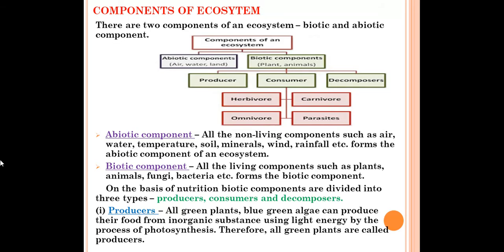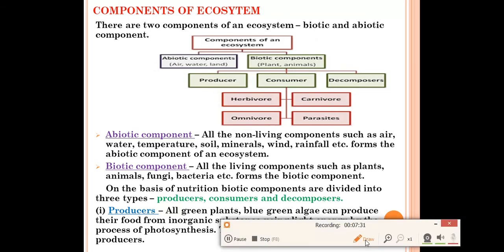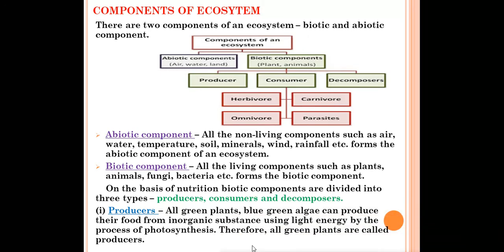Next we have components of ecosystem. Components means what are the things which are present in the ecosystem, okay, parts of the ecosystem. So just now we have read that there are two components of ecosystem: biotic and abiotic component. Biotic means living and abiotic means non-living. Biology, about bio, what do you understand by bio? Living. So biotic components mean living components like plants and animals, and abiotic components mean non-living components like air, water, temperature, soil, etc.